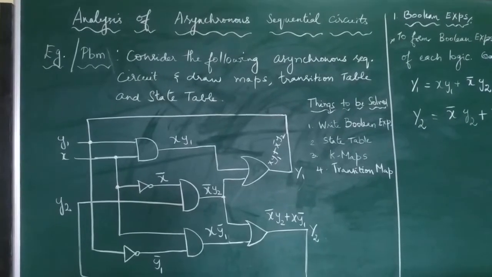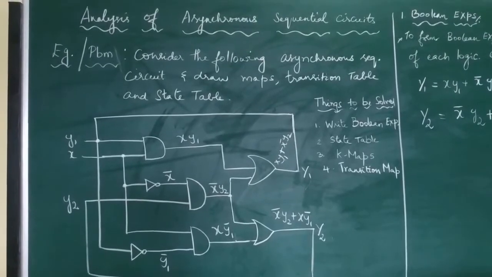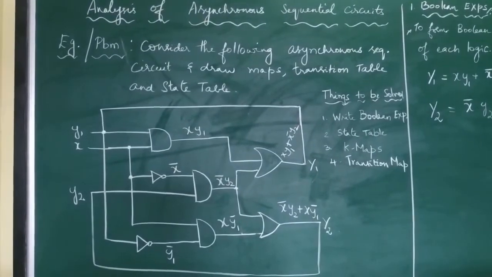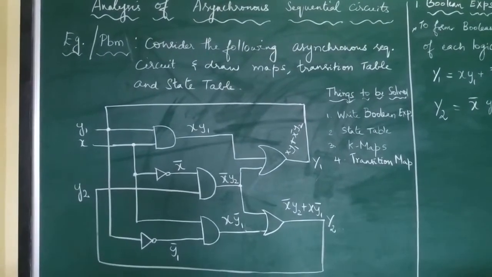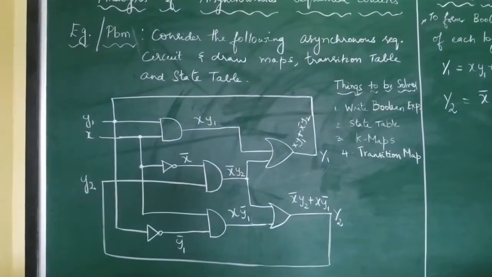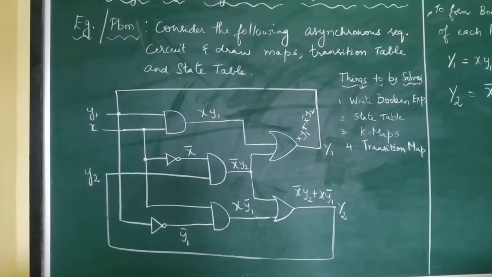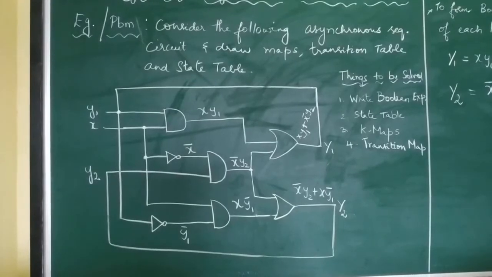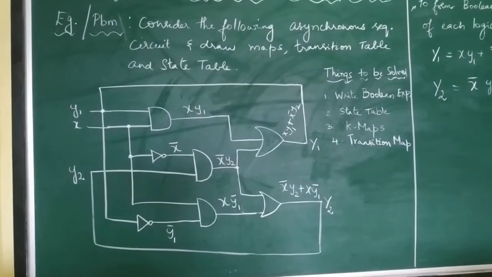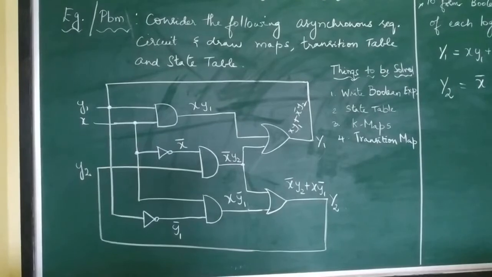Hi everyone, this is a second example that I am giving you for the analysis of asynchronous sequential circuits. In the previous example, the Boolean expressions were given and we formed the logic diagram. Here in this problem statement, the logic diagram is given and what are the things we have to do? I have written the right hand side, things to be solved. We have to write the Boolean expressions, state table, K maps and then the transition map.